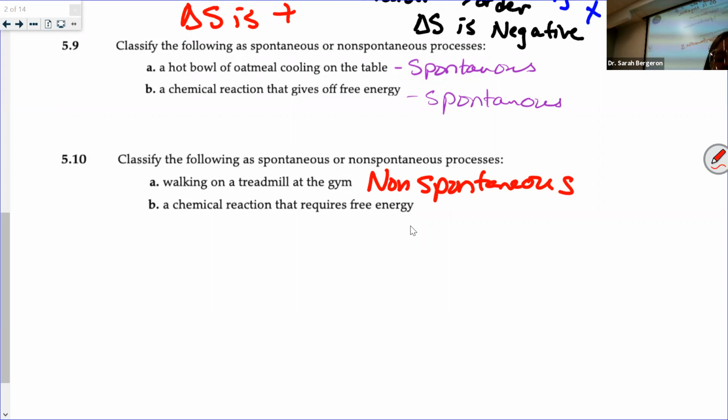Okay. A chemical reaction that requires free energy. It's requiring you to put in energy, just like it's requiring you to put in energy to get on a treadmill. Non-spontaneous. A reaction that requires you to walk on a treadmill, right? It's the same thing, non-spontaneous.